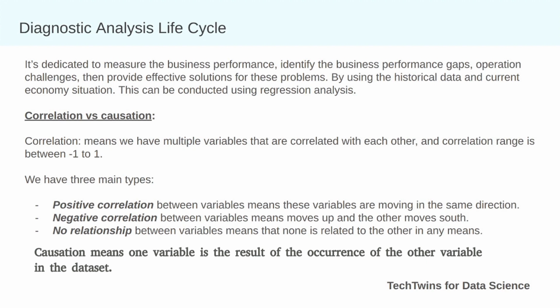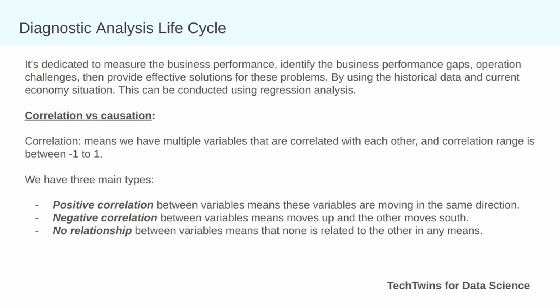Correlation means we have multiple variables that are correlated with each other, and correlation range is usually between -1 to 1. -1 indicates strong negative relationship between variables, while 1 represents strong positive relationship between variables. 0 represents there is no relation at all. We have three main types: negative, positive, no relation.